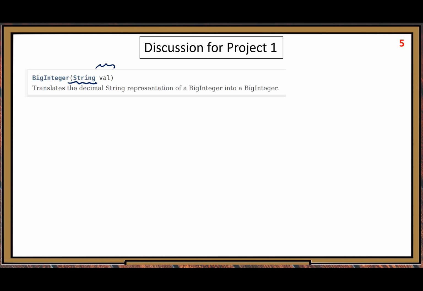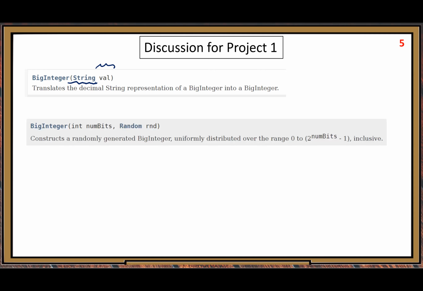So this is the beginning of your constructor. After that, there is another constructor here. Last time one student asked me about the random number generator. Because for this project, you need to generate random numbers for your data, right? Coefficients and a variable. This constructor is a random generator. You specify the number of bits, the size, how large you want your integer.